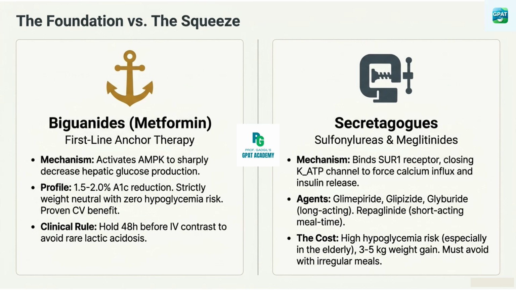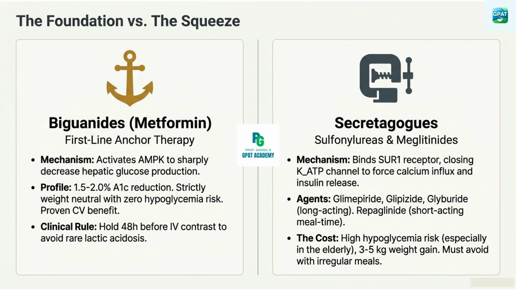Next class is the sulfonylureas. They bind to SUR1 receptor on the beta cell, close the K-ATP channel, causing depolarization and resulting in calcium influx, causing insulin release. Examples include glimepiride, glipizide, and glyburide. Adverse effects include hypoglycemia, weight gain, sulfur allergy, which has cross-reaction possibilities. It should be avoided in elderly, renal or hepatic impairment, and irregular meals.